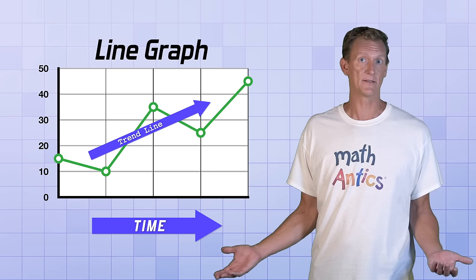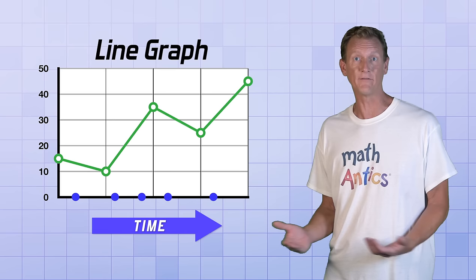That's why line graphs are often used for data that occurs over time. Time forms a natural sequence where trend lines make sense, and there are always possible values in between whatever time interval is used on the graph.